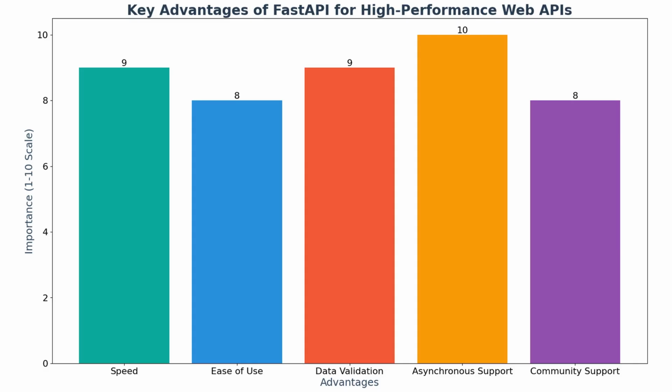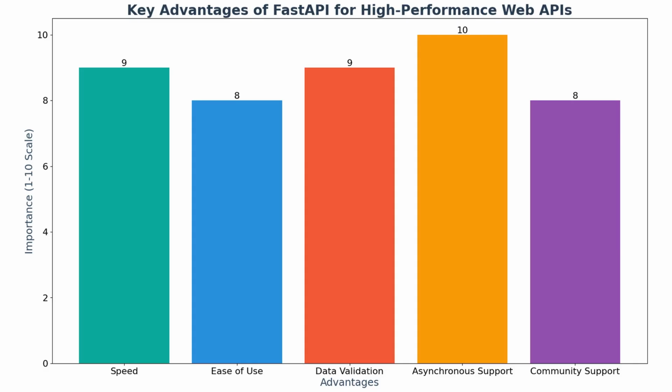The most striking observation here is that asynchronous support reaches that maximum importance value, a perfect 10, indicating this feature is viewed as the single most critical capability for high-performance APIs. Now, speed and data validation aren't far behind, both sitting at 9, underscoring that both raw throughput and reliable input-output handling are nearly as essential. On the other hand, ease of use and community support, with scores of 8, reveal a strong, yet slightly lower focus on developer ergonomics and ecosystem backing.